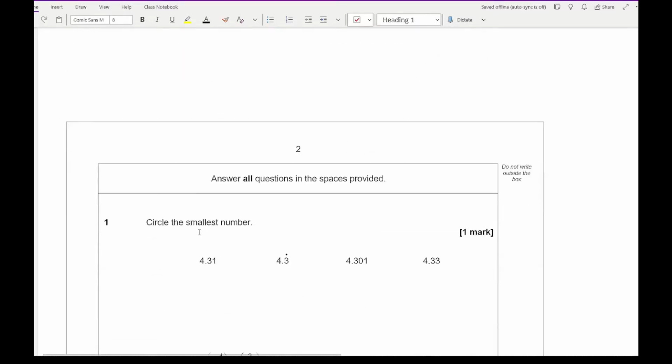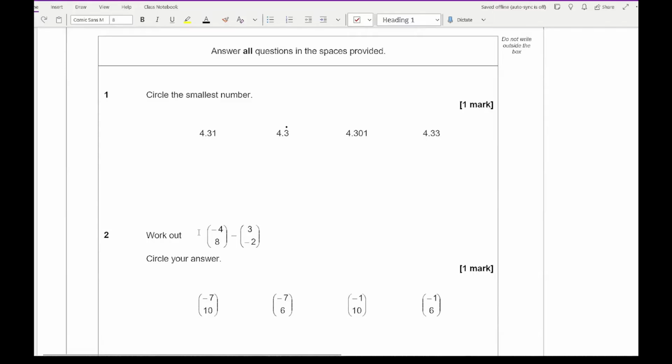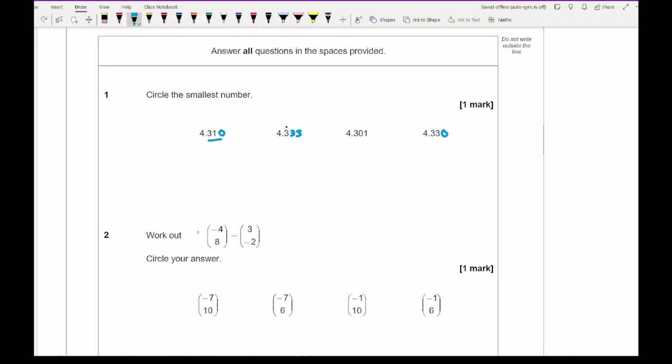So looking at question 1, it says circle the smallest number. When you are defining this, what you want to try and do with decimals is make sure they've got the same number of digits after the decimal point. So here we can see the maximum number of digits is 3, excluding the recurring decimal, so I could just write that as 3, and then we've got a 0 here. Ignoring the 4 because each number has a 4, looking at the digits after the decimal point, I've got 310, 333, 301, and 330. Which of those is the smallest? It's going to be our third option.